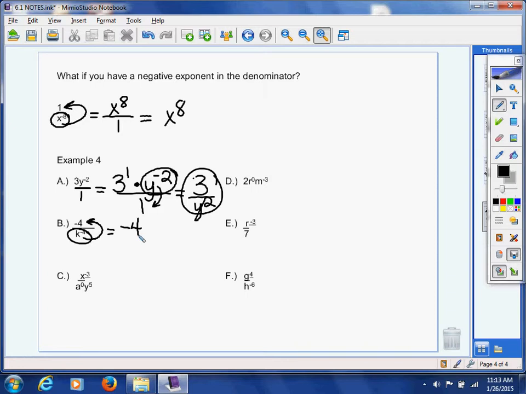So I'm going to pop that k to the negative 4 up top, and it's going to become k to the positive 4. And so my simplified answer is negative 4 times k to the positive 4. All right, let's look at letter C.